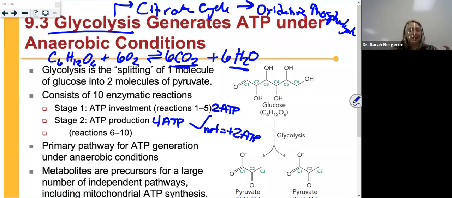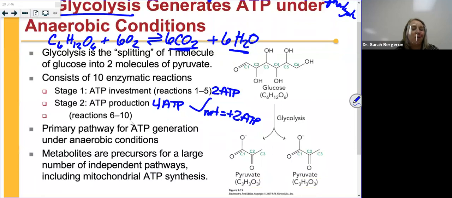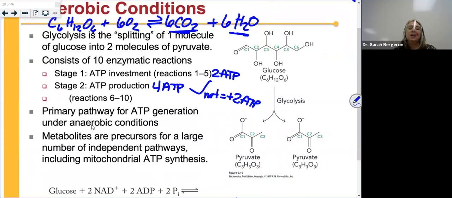So glycolysis is this core metabolic pathway, and we know it's a core metabolic pathway. We know it's super insanely important because it is conserved across all different organisms, right? So we think that it's a really, really ancient pathway that's been here for a really long time. And so this is how we can generate ATP even if we're under anaerobic conditions. What are anaerobic conditions? What? No oxygen. We don't have oxygen, right?